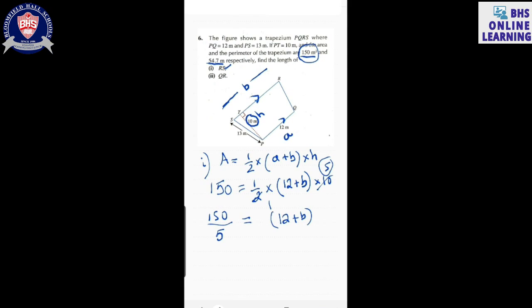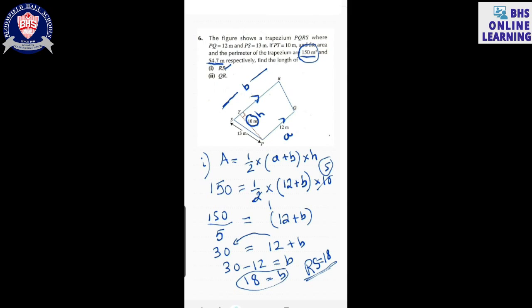So 150 divided by 5 is 30. 12 plus b. Take 12 on the other side of the equality. So 30 minus 12 is 18. So B is 18 and B is the RS line, because the RS line is the B line, which is equal to 18 meter. RS is equal to 18 meter.